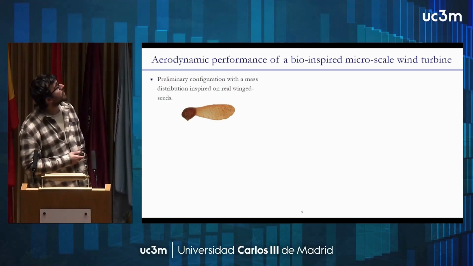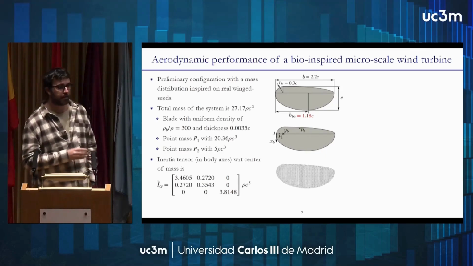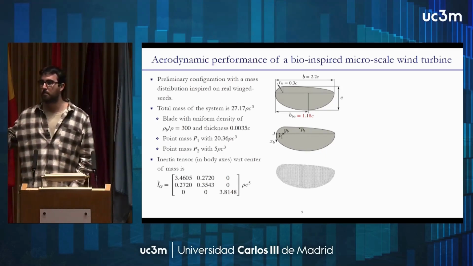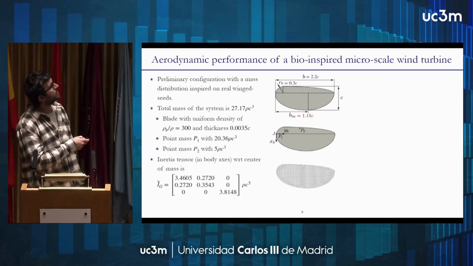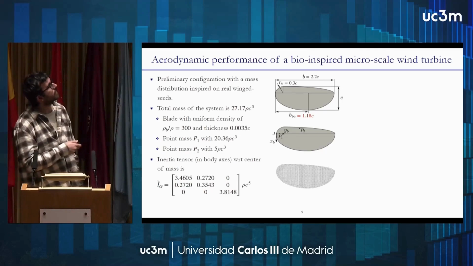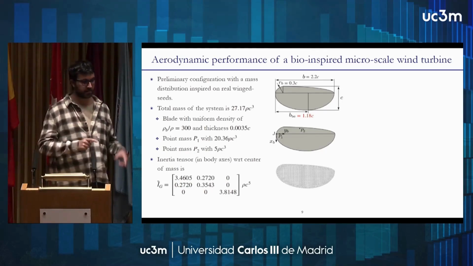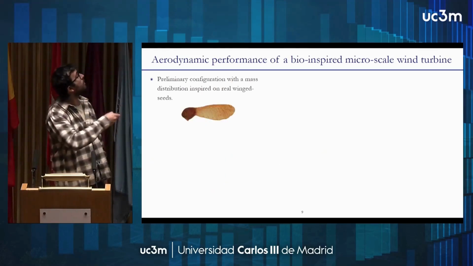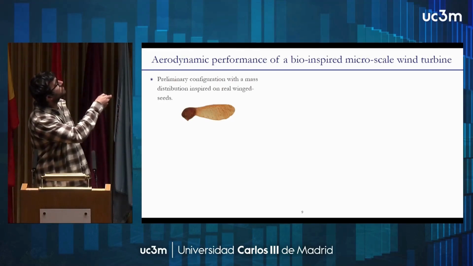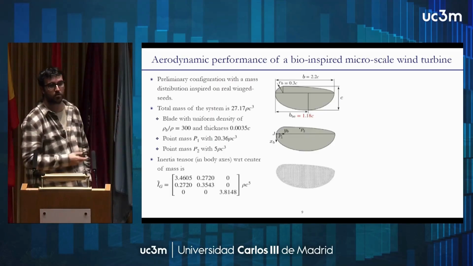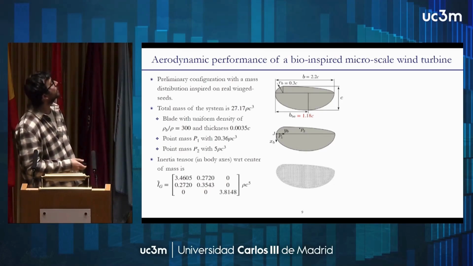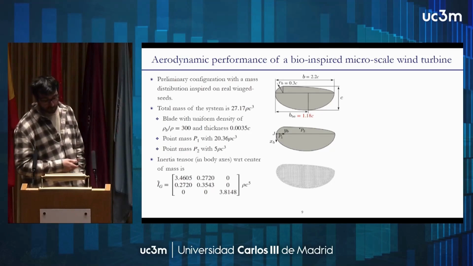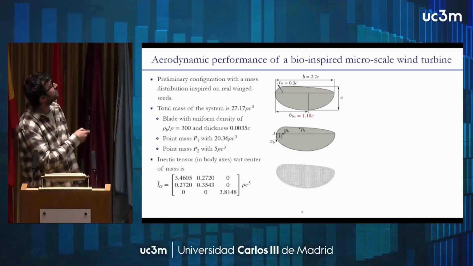We have selected a preliminary configuration with a mass distribution inspired by a real winged seed that I have here, okay? This is equivalent to having a blade with uniformly distributed mass. We have also placed two point masses: one here, P1, which acts as the nut of the seed, and another that acts as the leading edge rod. You can see it has a structure here plus the point mass. So we are trying to mimic this behavior in a preliminary way, and we have computed the inertia tensor based on this mass distribution.